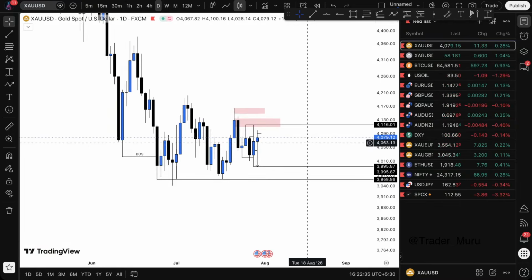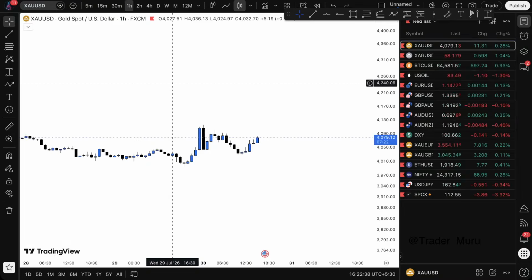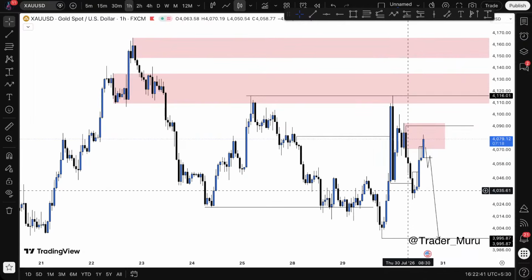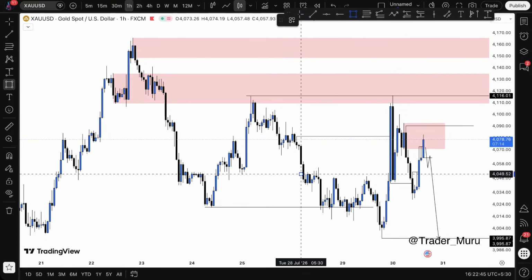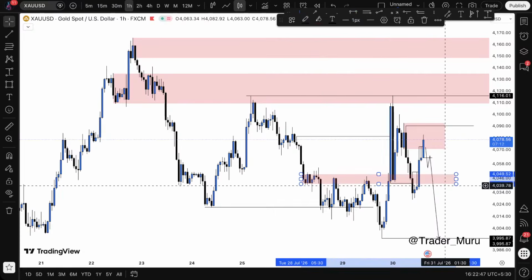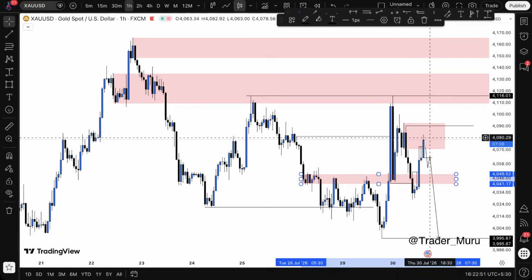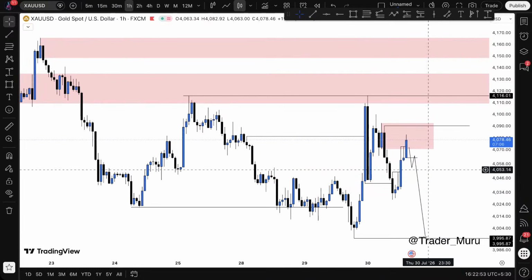So right now we are waiting for a 1-hour confirmation for entry. I took an early entry here, but price just flipped this resistance again into support. So it was a stop loss hit for me and I'm waiting for a new entry here. It is still bearish for me.